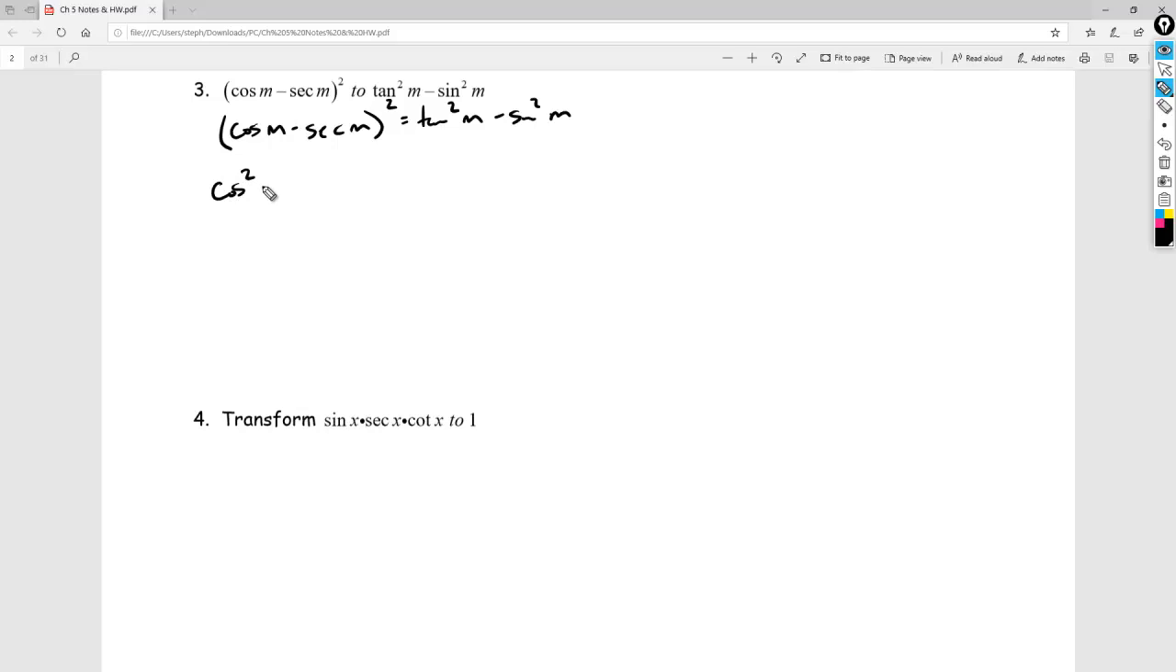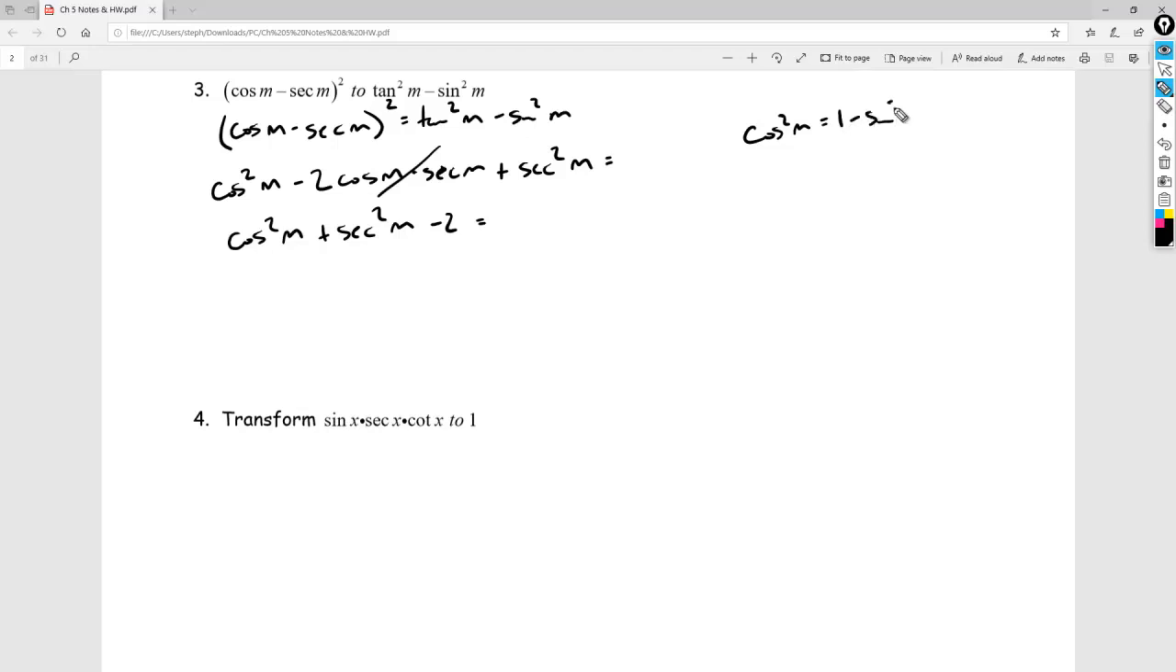I'll end up with cosine squared minus 2 cosine of m times secant of m, and then plus secant squared of m. Okay. Now I notice that cosine of m times secant of m is 1. So this will cancel out. And I'm left with cosine squared of m plus secant squared of m minus 2. Okay. Again, I can use my Pythagorean identity. So if I go back, I know that cosine squared of m is equal to 1 minus sine squared of m.